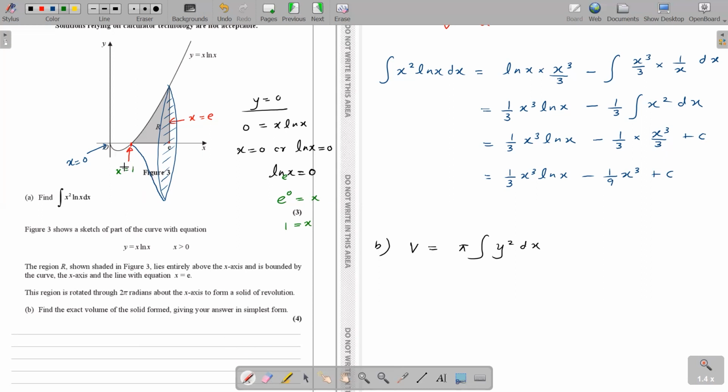Are you with me? So that means what are our limits? Our limits are starting from 1, ending at E, from 1 to E. Is that okay? So let's input the values now.